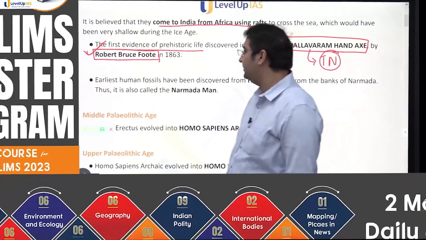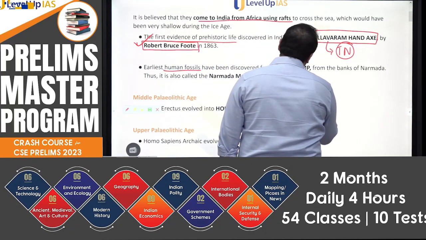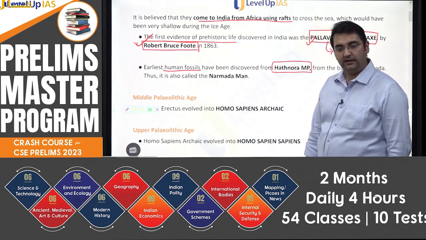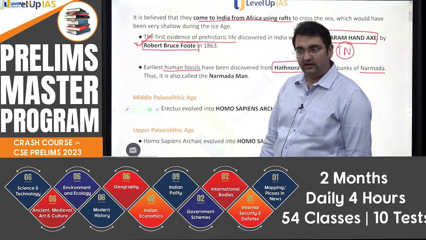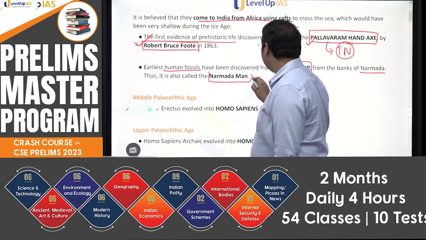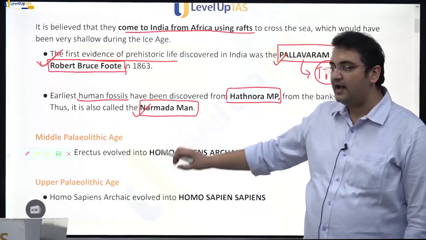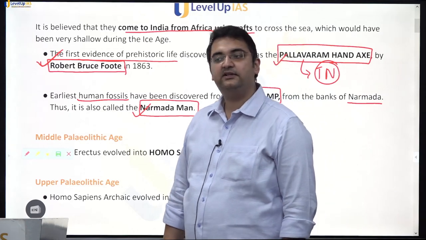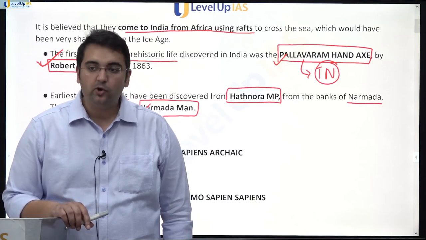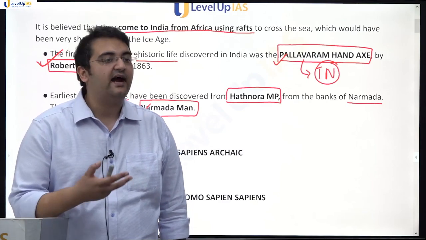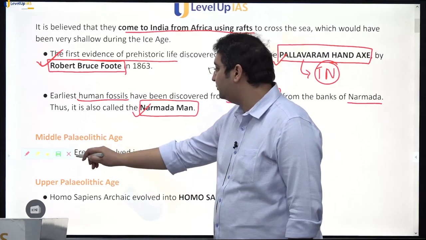a hand axe. Okay? Earliest human fossils have also been discovered from a place known as Hathnora. This is in Madhya Pradesh, from the banks of the Narmada. So, skeletal remains have been discovered, and because it was discovered on the banks of the Narmada, this particular skeleton is known as the Narmada man. Okay? So, Narmada man, did he belong to the Paleolithic age, Neolithic age or Chalcolithic age? Paleolithic age. Specifically, which one? Lower Paleolithic age. Okay? So, these are the kinds of questions that the UPSC might ask you. I'm not saying it will ask you, it might ask you. So, you have to be careful.